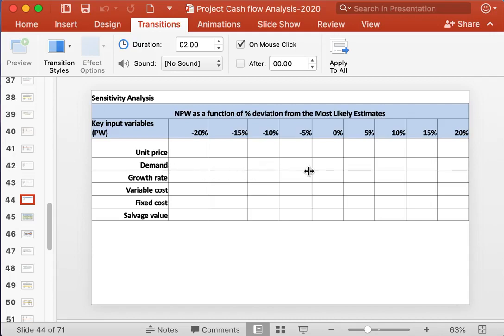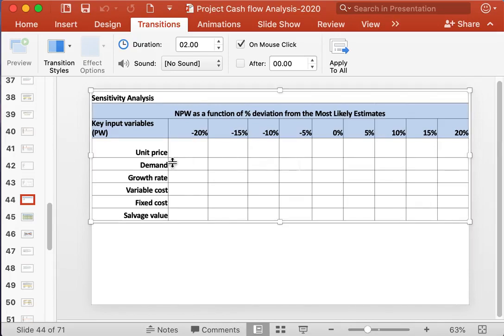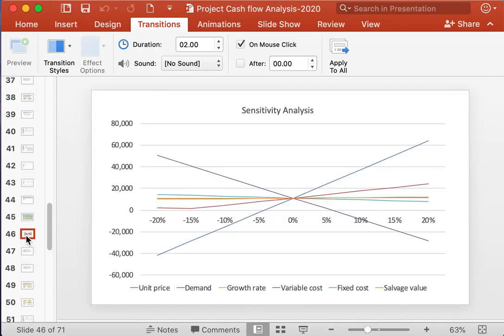Similarly for demand, you increase or decrease by a certain percentage, for example -5 or +5, and then for each variation you calculate the net present worth, similar to what you did for unit price. And for all other variables you calculate, and whatever values you get here, then you plot on a graph, and you will get a graph something like this.